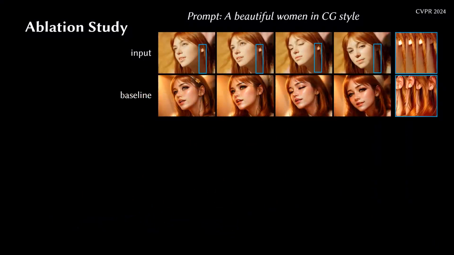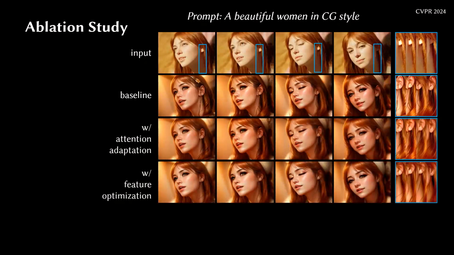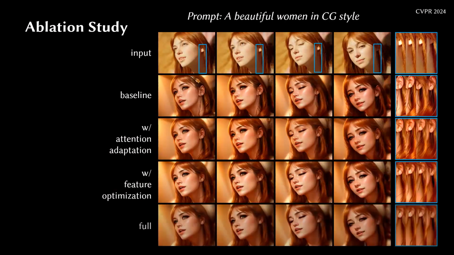Here, we study two forms of adaptation in detail. Clearly, each enhancement individually improves temporal consistency to a certain extent, but neither achieves perfection. Only the combination of the two completely eliminates the inconsistency observed in hair strands.